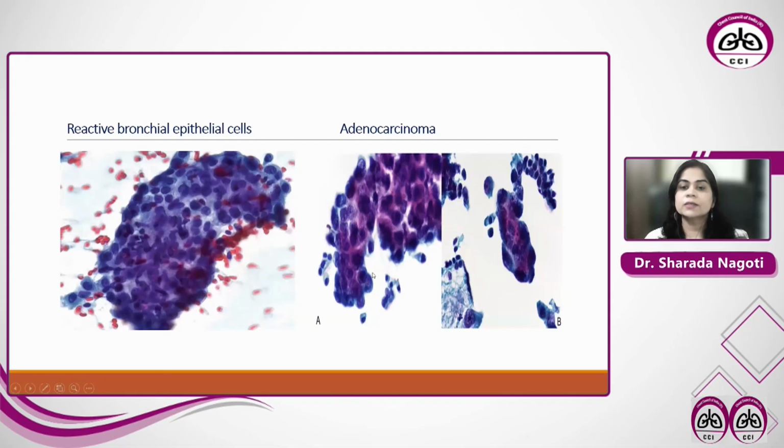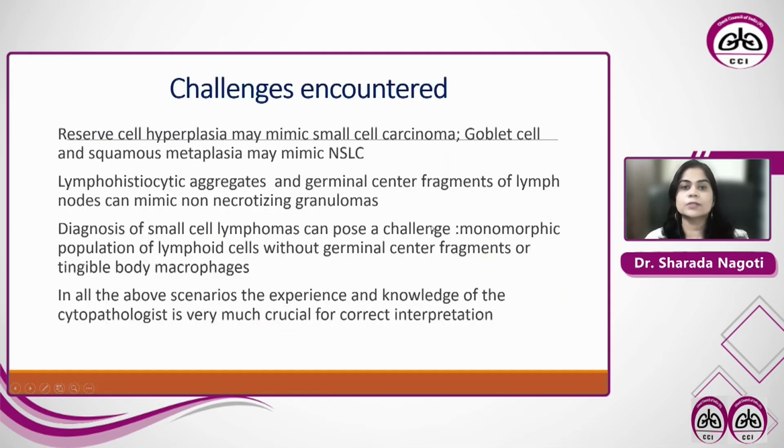While this cluster, when we see at the periphery, there is no cilia. Another thing is there is a lot of pleomorphism in these cells. Hence, it is an adenocarcinoma. This is how we differentiate between these two, reactive bronchial epithelial cells and adenocarcinoma.